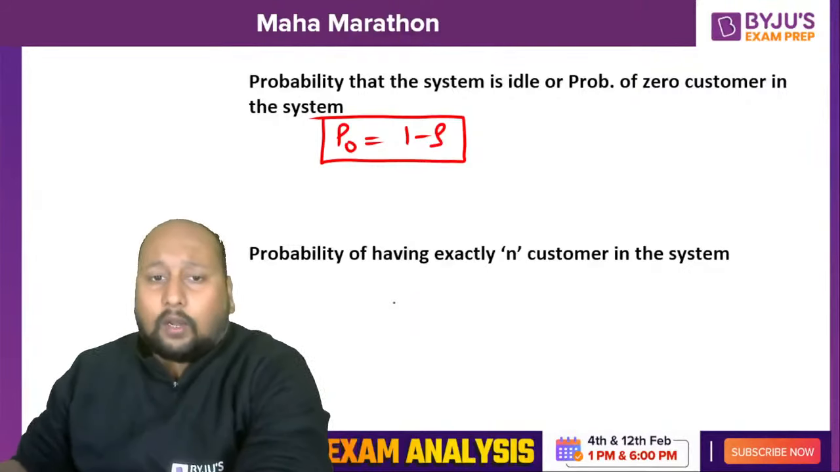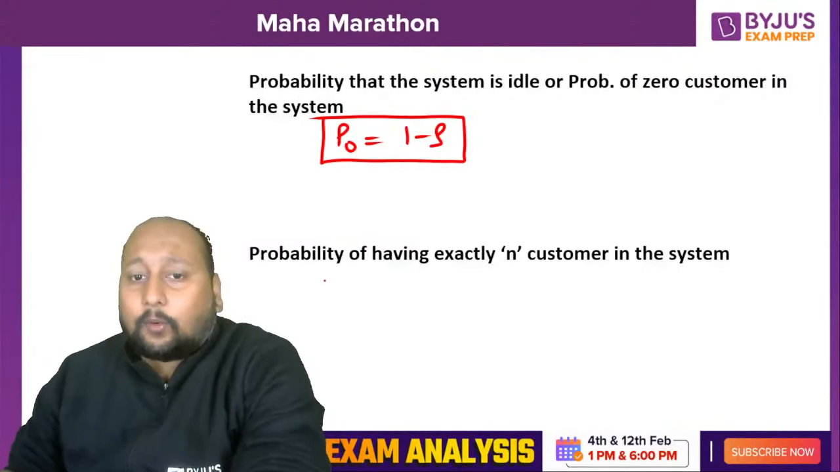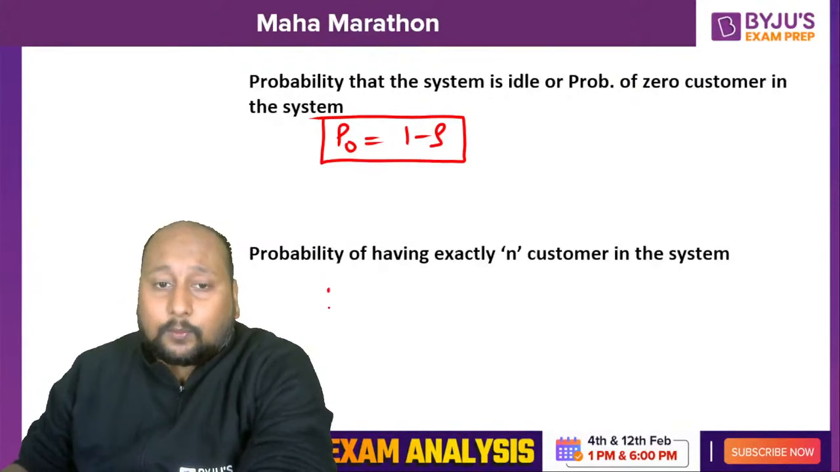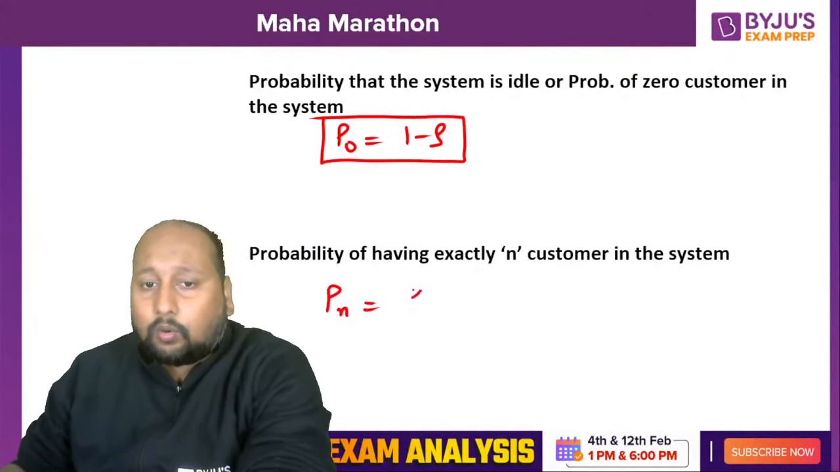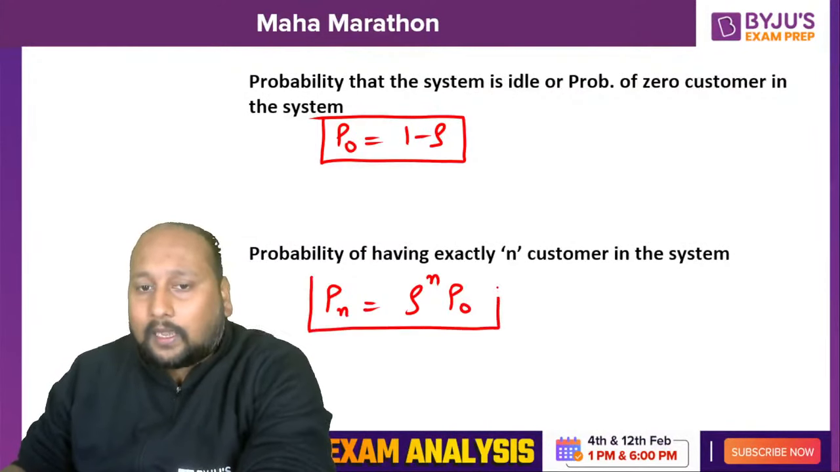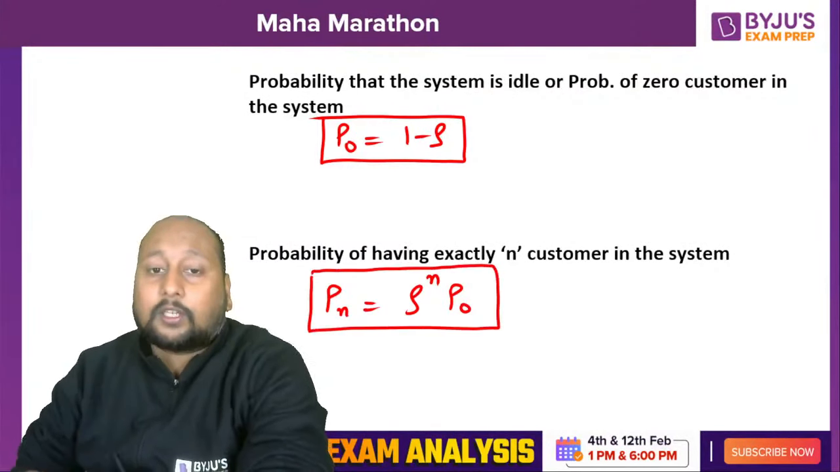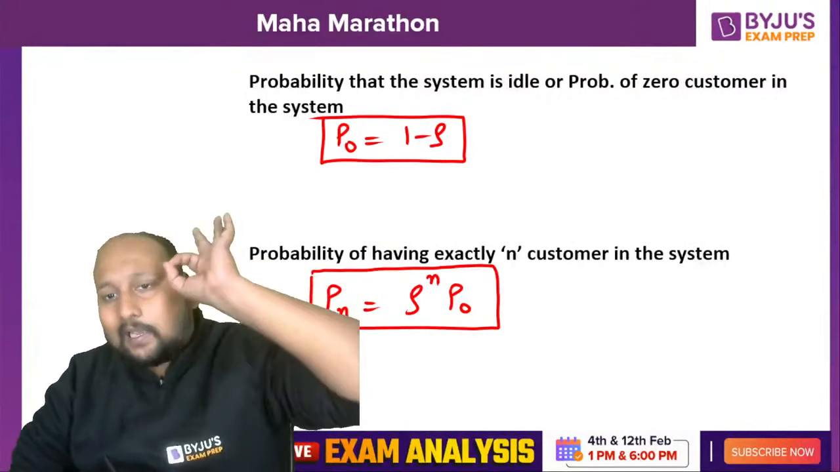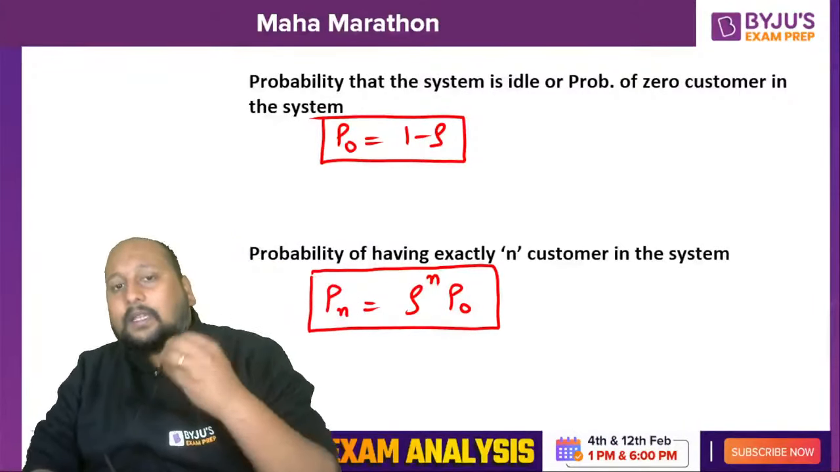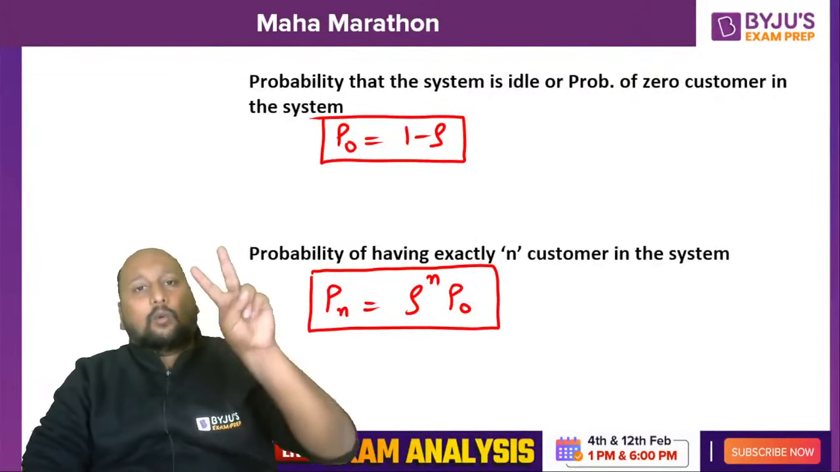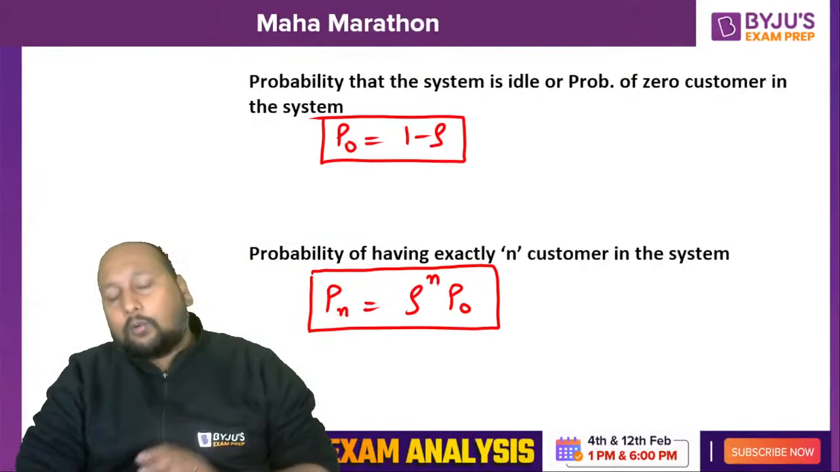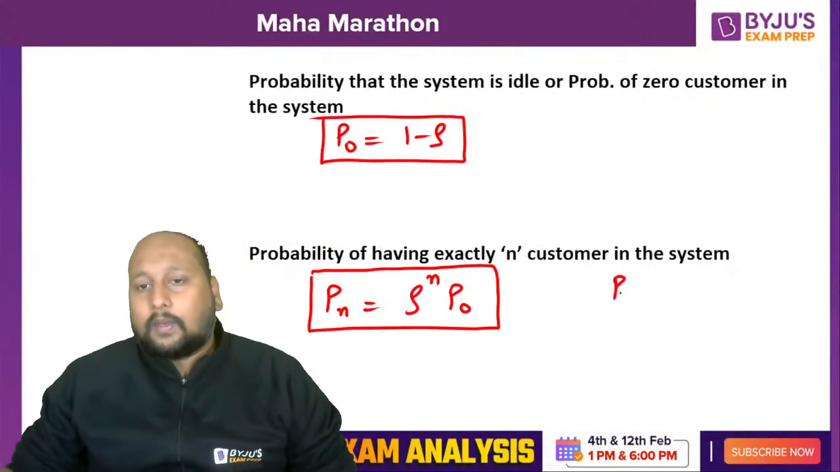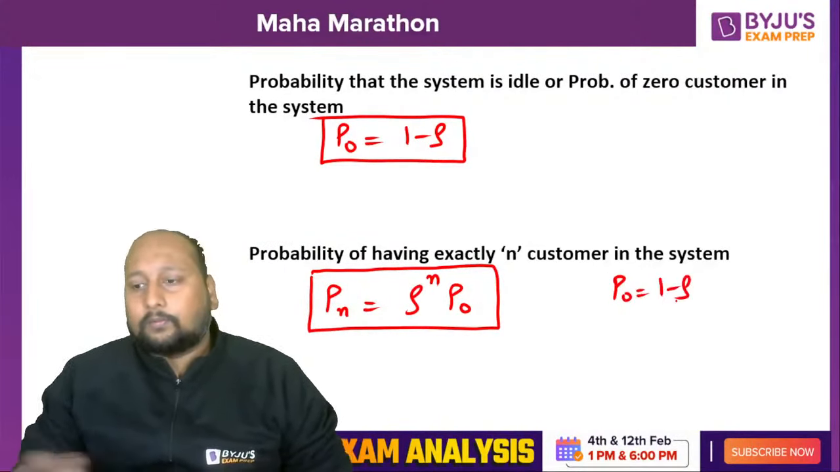Fine. So now we can say, what is the probability that there are n customers in the system? Pn is equal to rho to the power n into P0. By using this formula, we can calculate the probability that there will be exactly n customers in the system, right? If I ask the probability that there are 2 customers in the system, that will be rho square into P0. What is P0? P0 is equal to 1 minus rho, right?